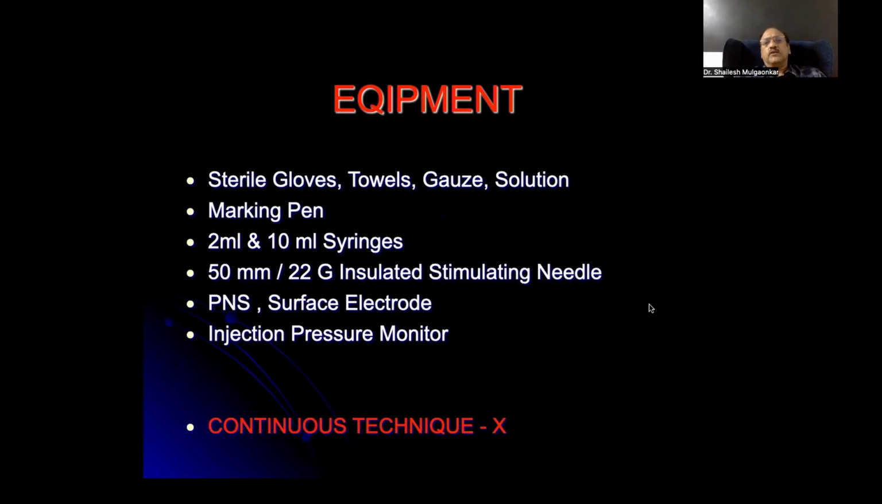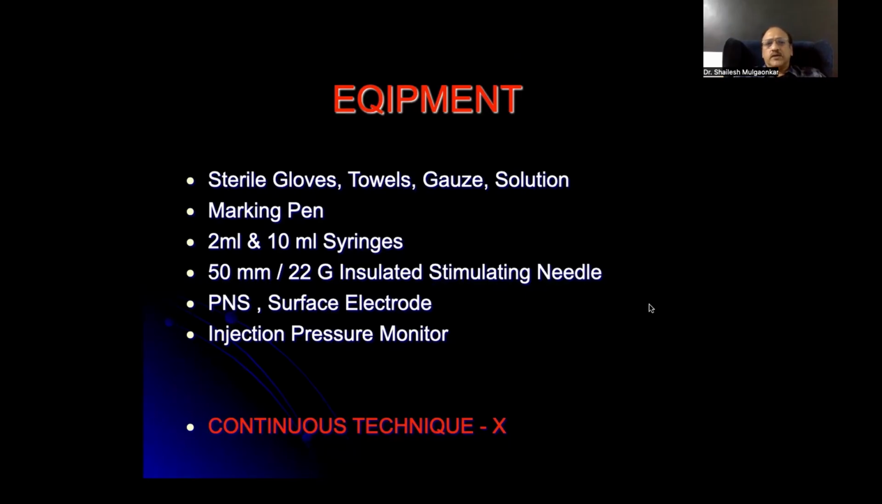A 50 millimeter needle is more than enough for a femoral nerve block because it's a very superficial nerve. Even in obese patients, within 1 to 2 centimeters, when you press the thumb down, the nerve becomes superficial, and within 1 to 2 centimeters, you can get the femoral nerve.